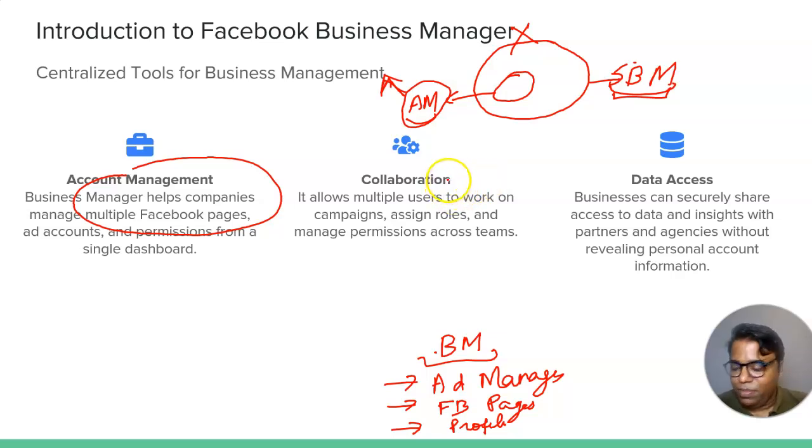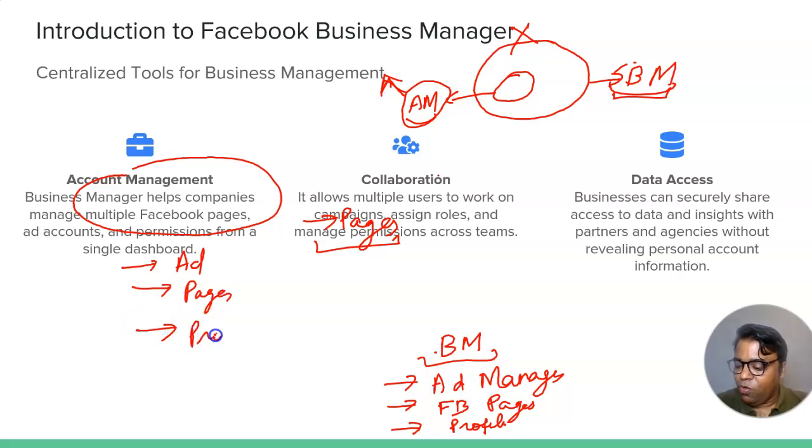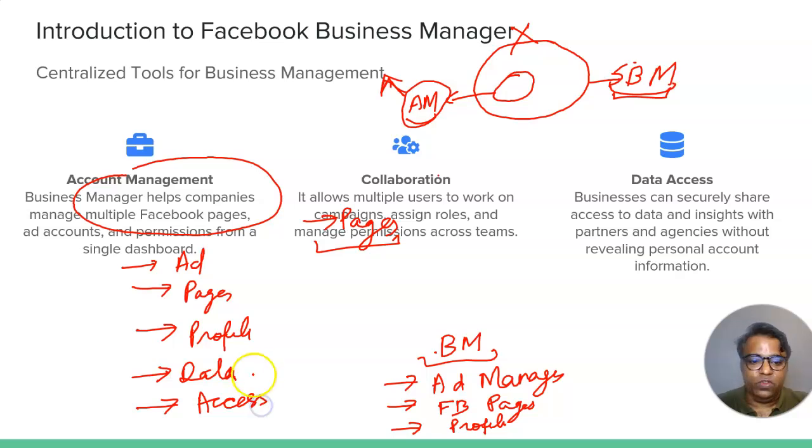So, for instance, if you want somebody to say only run Facebook pages, you can give them access for pages, so they will run it. Data access. When I show you in detail a proper business manager, then you will get to see what business manager is. It basically has a lot of things. It has, as I mentioned, ad manager, it has pages, it has profiles, it has data access, and it has access. So you can decide who gets access to which page. So a lot of these things are part of business manager.